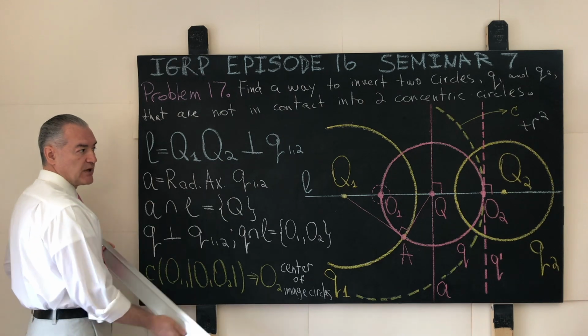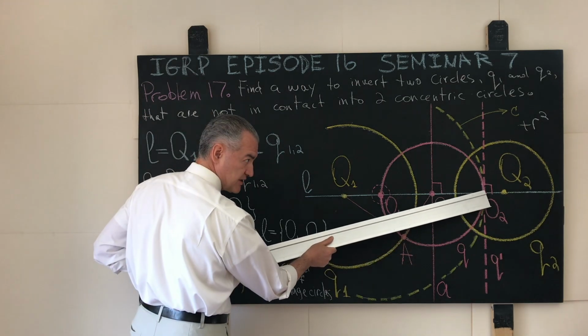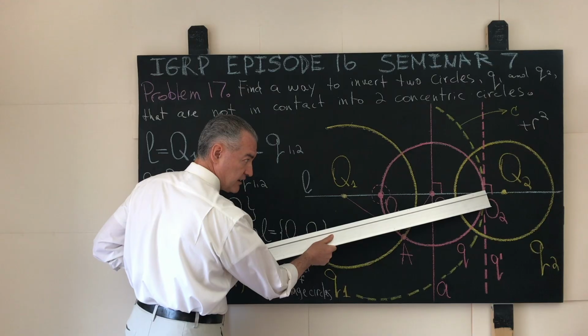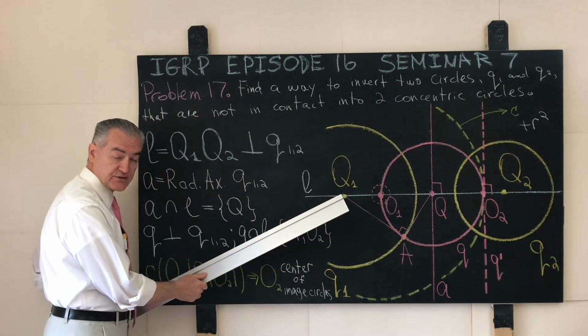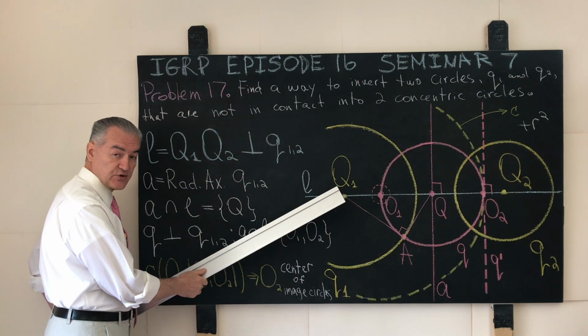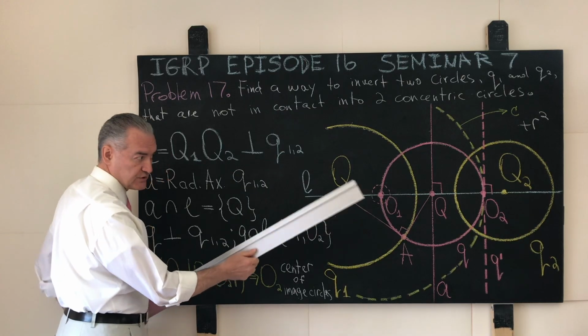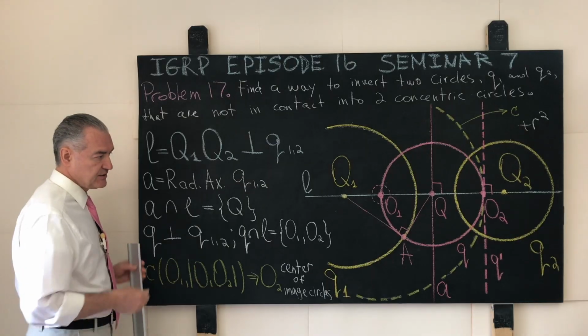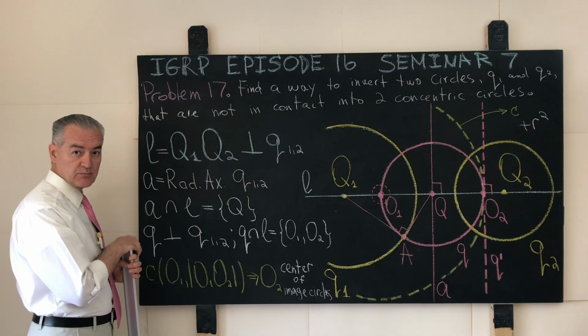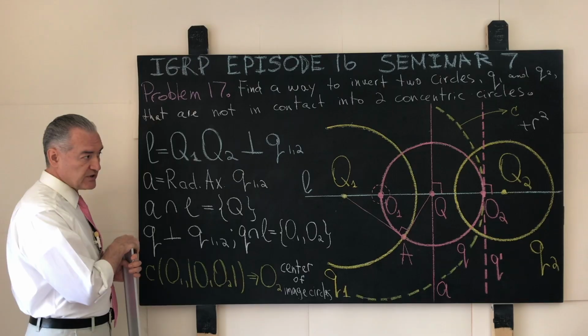If we were to make the point O2 the center of inversion, then which point will play the role of the centers of the concentric images of the circles Q1 and Q2? The point O1, of course, evidently. And this is it. We have solved the problem completely by performing this analysis.